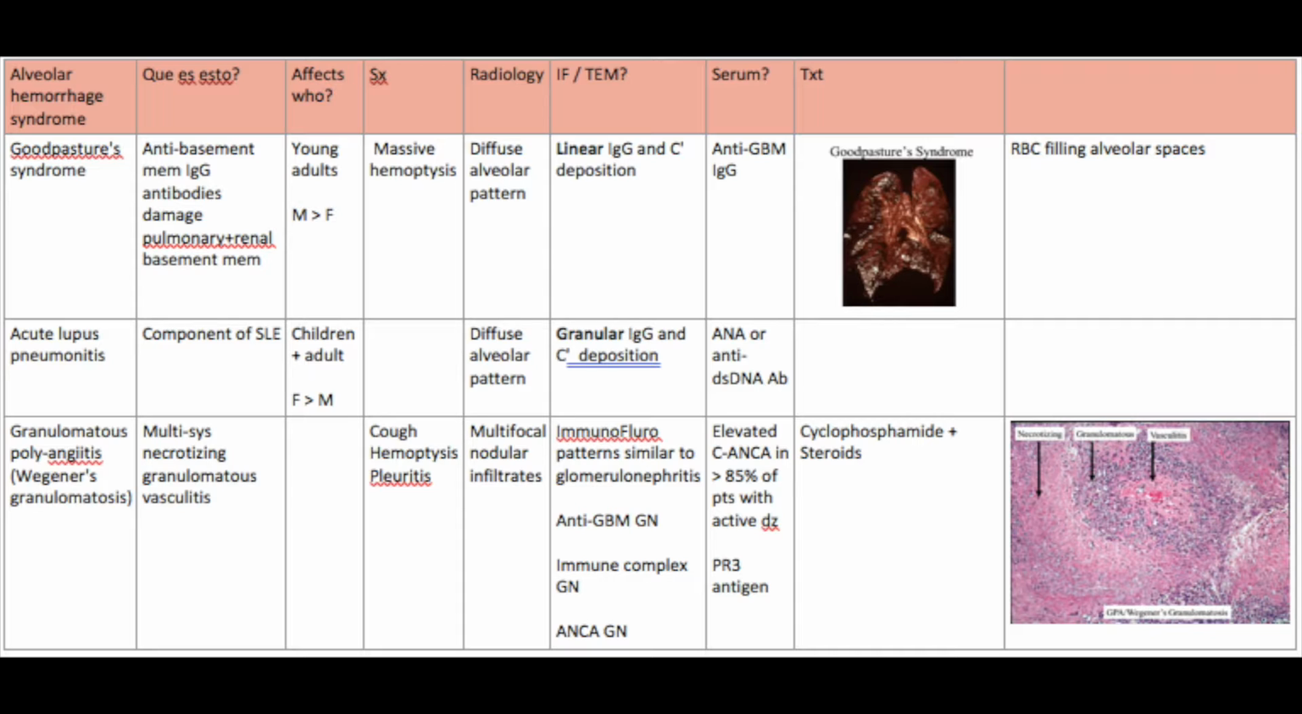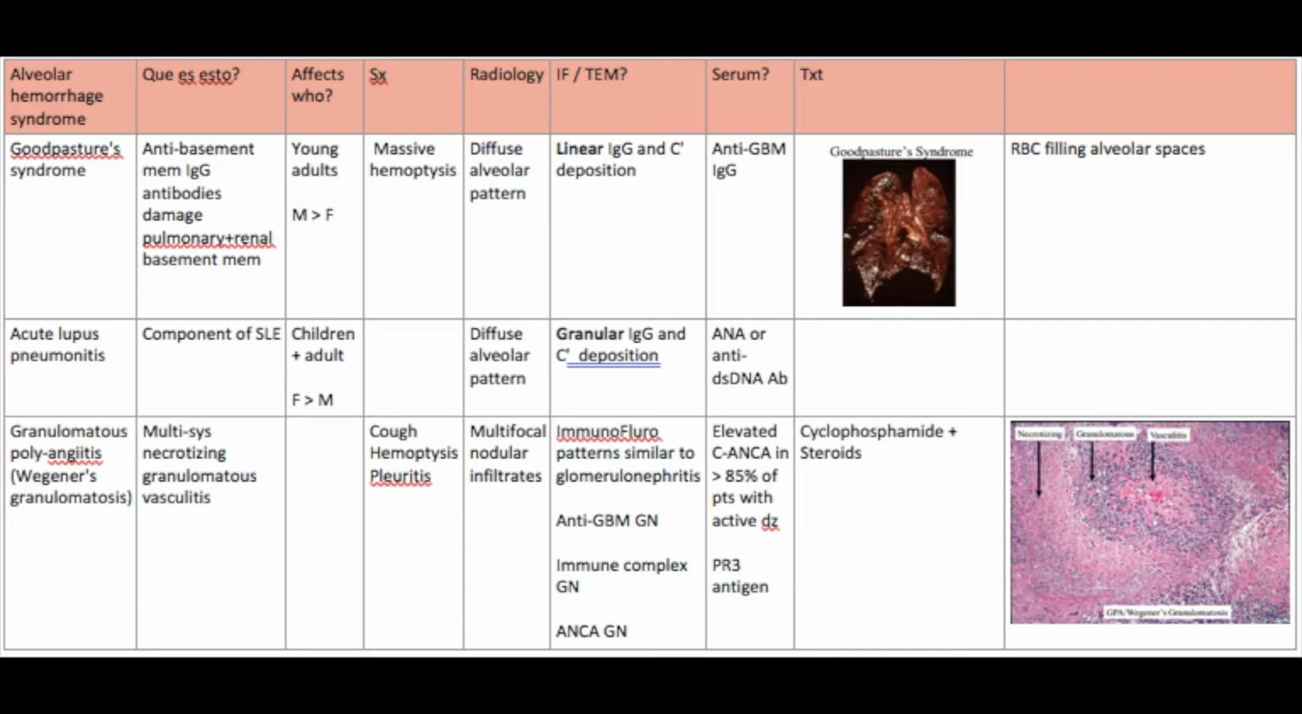And how I remember that is when I think of a pasture, I think most predominantly males than females. So I remember that the males are more affected by this disease than females. And Goodpasture syndrome is when you have these anti-basement membrane IgG antibodies that damage your pulmonary and renal basement membrane. So you have these anti-basement membrane IgG antibodies that are targeting your own pulmonary and renal basement membranes.